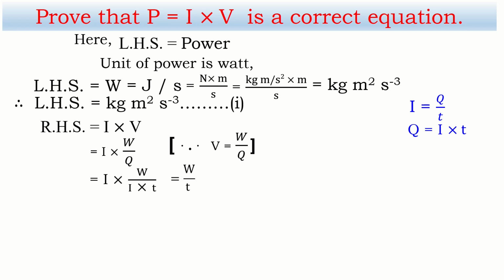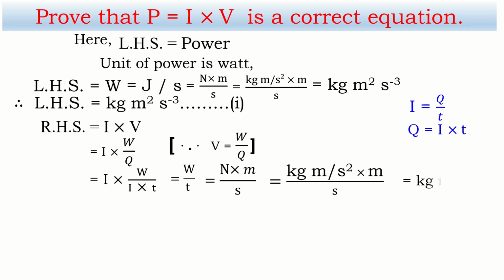W by T means work done by time. Work done can be expanded as Newton into meter, and time is represented by second, and kg meter per second square is the expanded form of Newton, and there is meter already present in numerator, and in denominator we have second. Now finally we will get what? Kg meter square second to the power minus 3. Now compare left hand side and right hand side. Left hand side kg meter square second to the power minus 3, right hand side also the same.